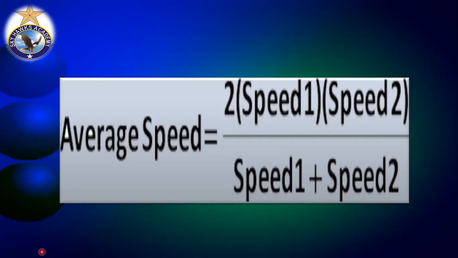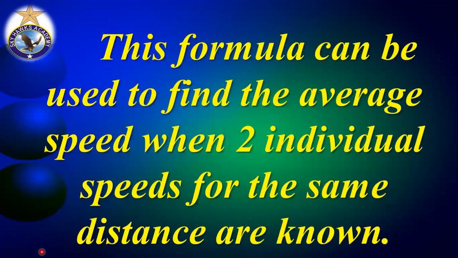You can calculate the average speed of both the cars or both the persons. Now let's see the example. Please read this one. This formula can be used to find the average speed when two individual speeds for the same distance are known. So at that time, you will have to recall this formula.